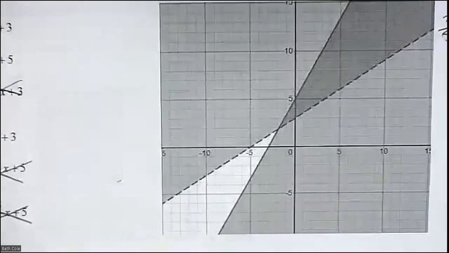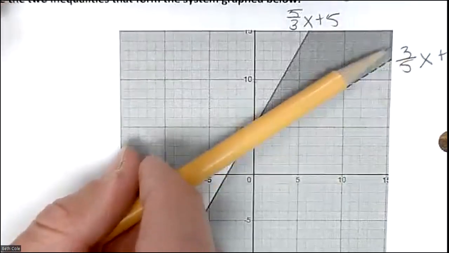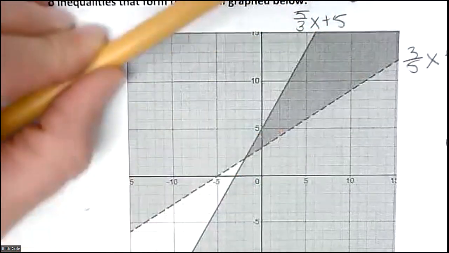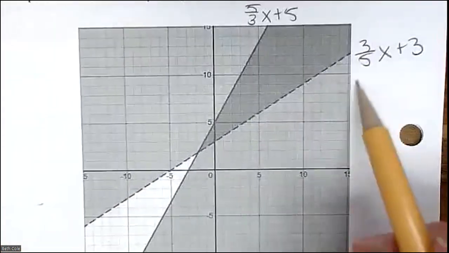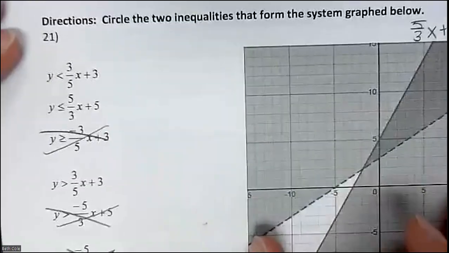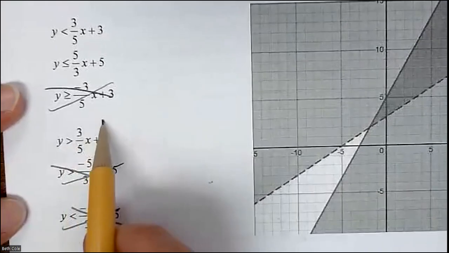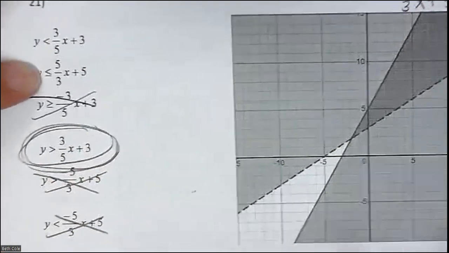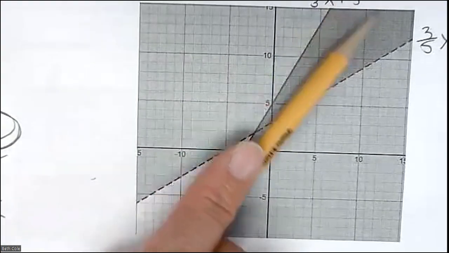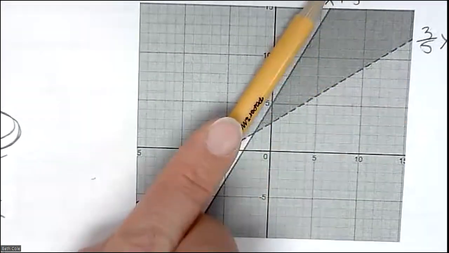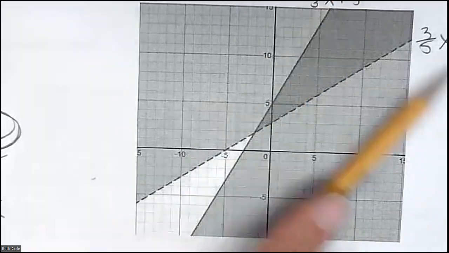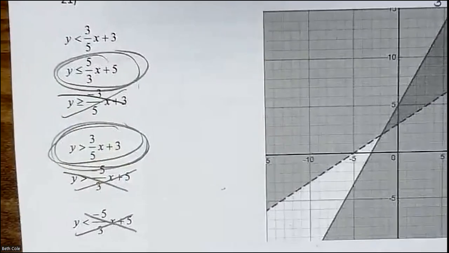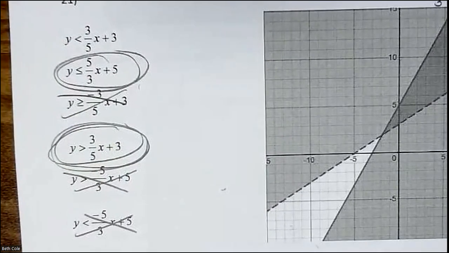So let's look at the dotted one. And again, just watch me point to it. Do you see this dotted one? Do you see how it's shaded in above the dotted line? So greater than. So we want to be greater than the 3/5 x plus 3. So that's going to be this one with the greater than. And then for the solid one, do you see how we're shaded below the solid line? So it'll be the less than or equal to.